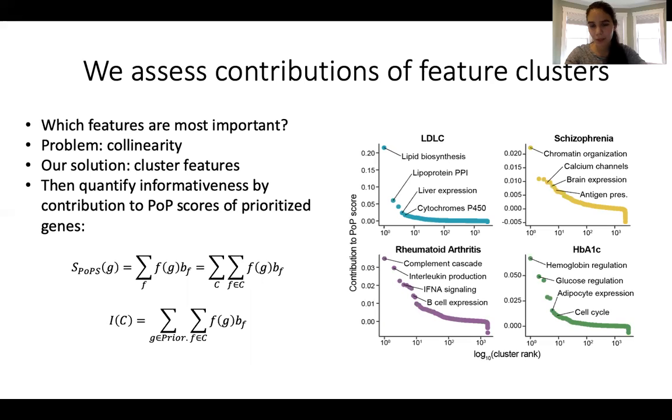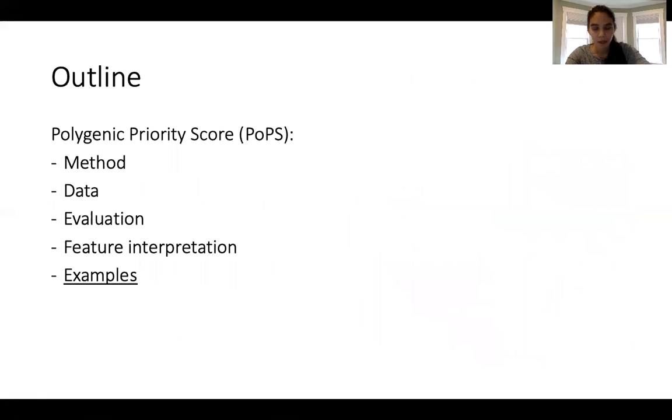Here are some of the results for some of the phenotypes that we looked at, where we've got the contribution on the y-axis, and some of the clusters have been labeled, and you can see that they correspond nicely to what we understand about the biology of these phenotypes. So I want to close by sharing a few examples.